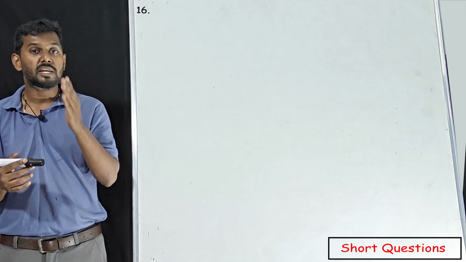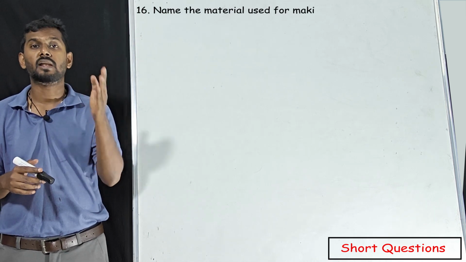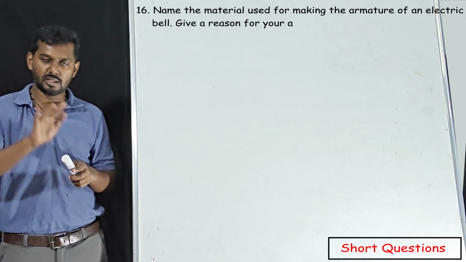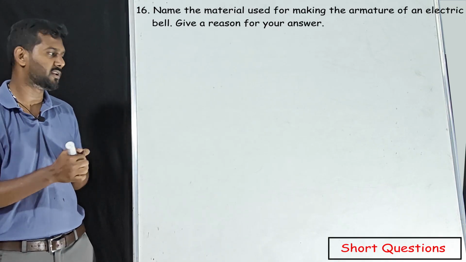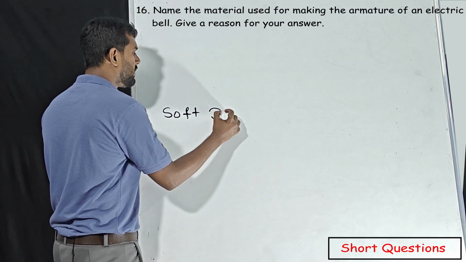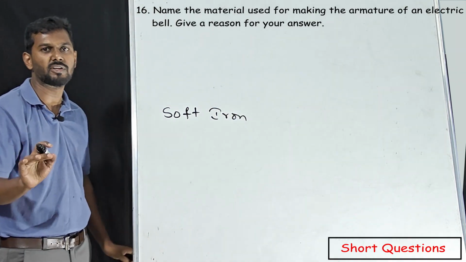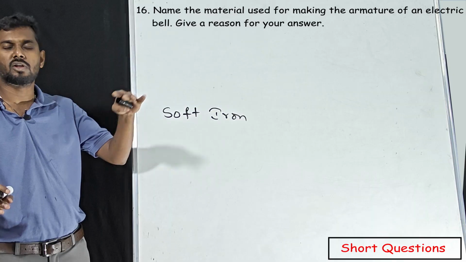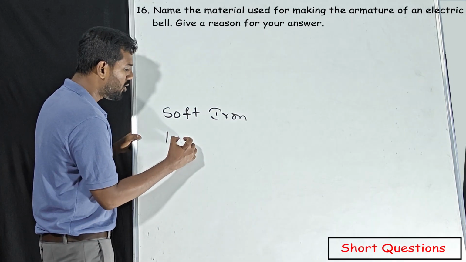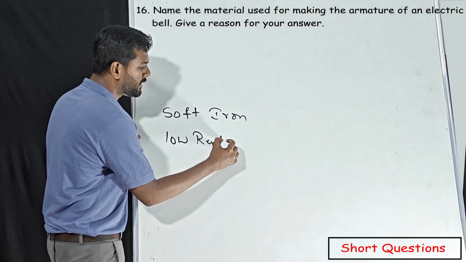Our next question: name the material used for making an armature of an electric bell. Give reason for your answer. The material is soft iron. In one of the questions we have discussed why we have to use soft iron, not the normal iron or any other material, because soft iron has low retentive property.